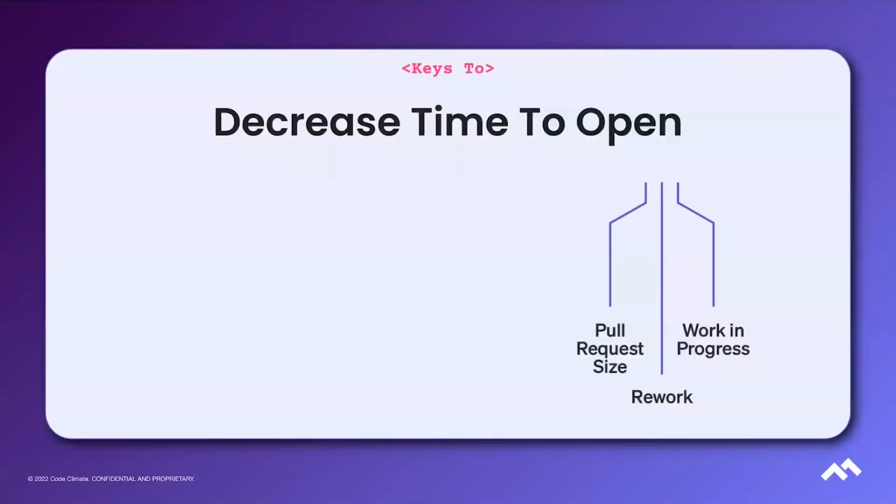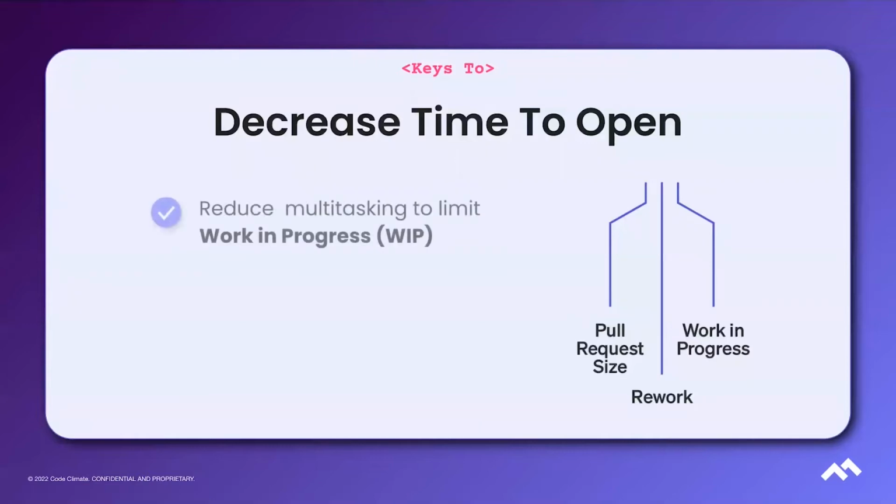How do we go about decreasing the time to open? We want to reduce multitasking to limit the amount of work in progress. Working on too many features in parallel is costly due to context switching, but it might also be a sign that the reviewing is the bottleneck. Try to limit work in progress in favor of peer reviewing.